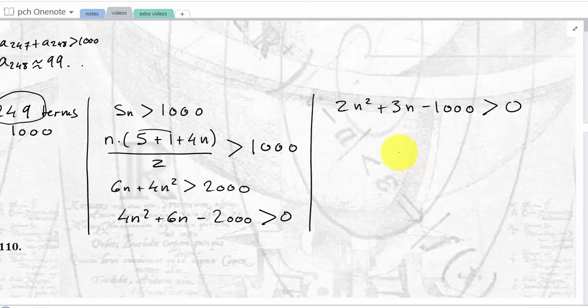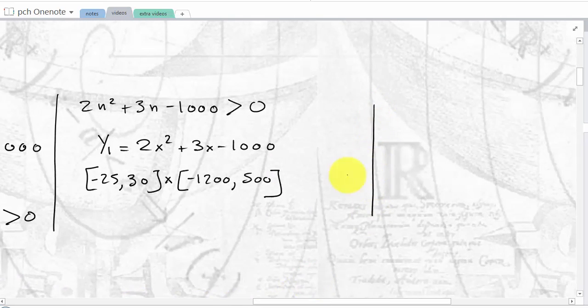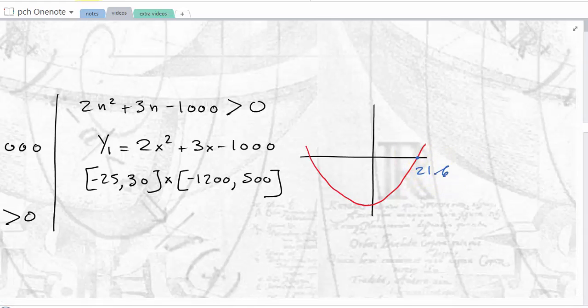I solved this inequality graphically. I took the calculator. I plugged this function into y1: 2x squared plus 3x minus 1,000. And for the window, I took negative 25 to 30 for x min, x max, and for the y min, y max, I took negative 1200 and 500. And if you do that, you're going to see that the graph looks like this. And if you ask the calculator to give you this value, it's going to give you 21.6. Therefore, if you add over 22 terms, S of 22 is going to be over 1,000.